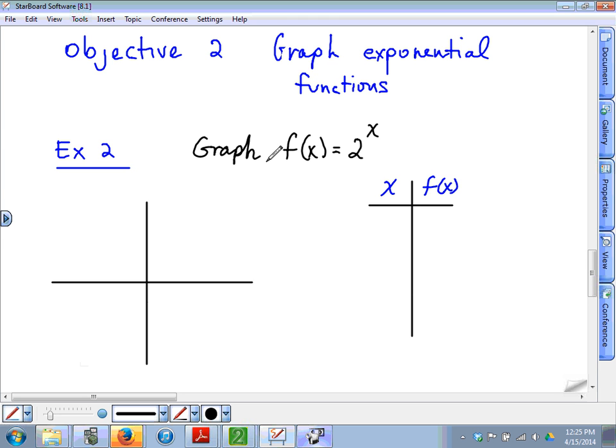Oh. f of x equals 2 to the x. I didn't see the x part. We're going to work on this together. I don't have any more paper. How'd you run out of paper? I don't even have paper.